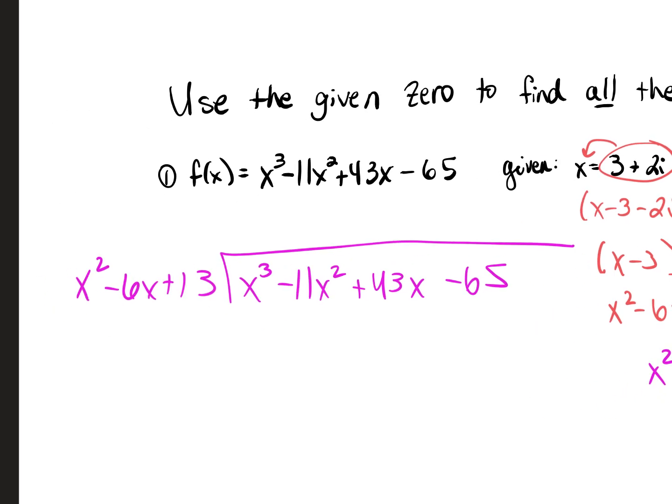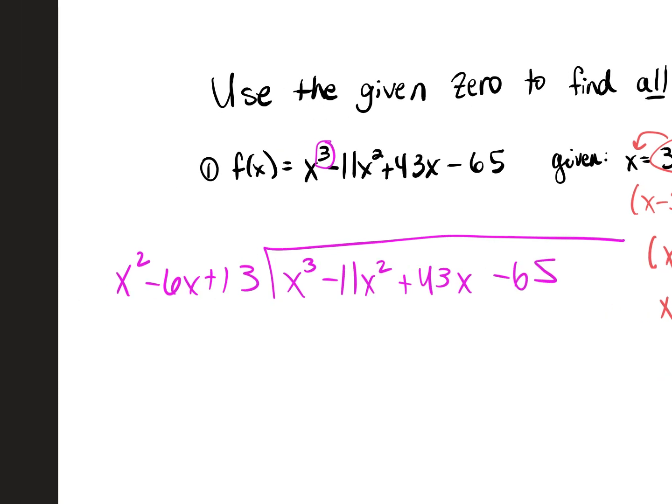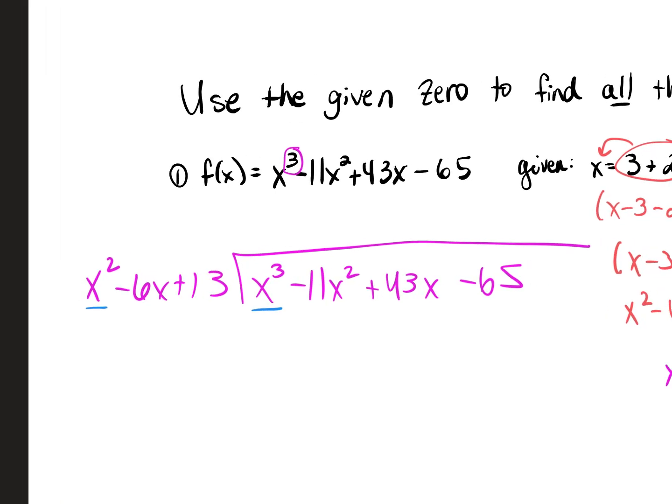Now again, guys, the highest exponent here is a 3, so we're going to find 3 answers. We already have 2 of them with our complex, so now we're going to find the last one. So x squared into x cubed goes x times. Get your subtraction ready before you multiply. So x times x squared is x cubed. x times negative 6 is negative 6x squared. And x times 13 is positive 13x.